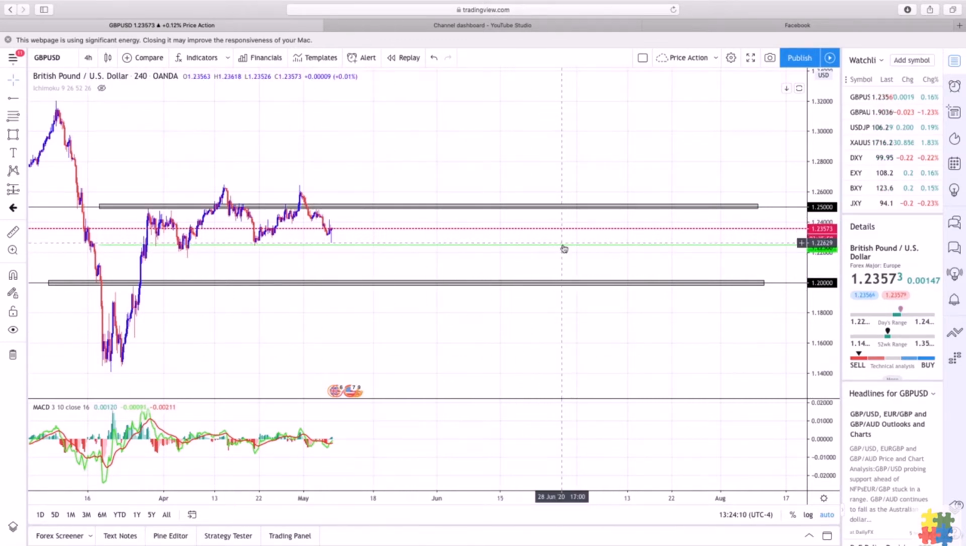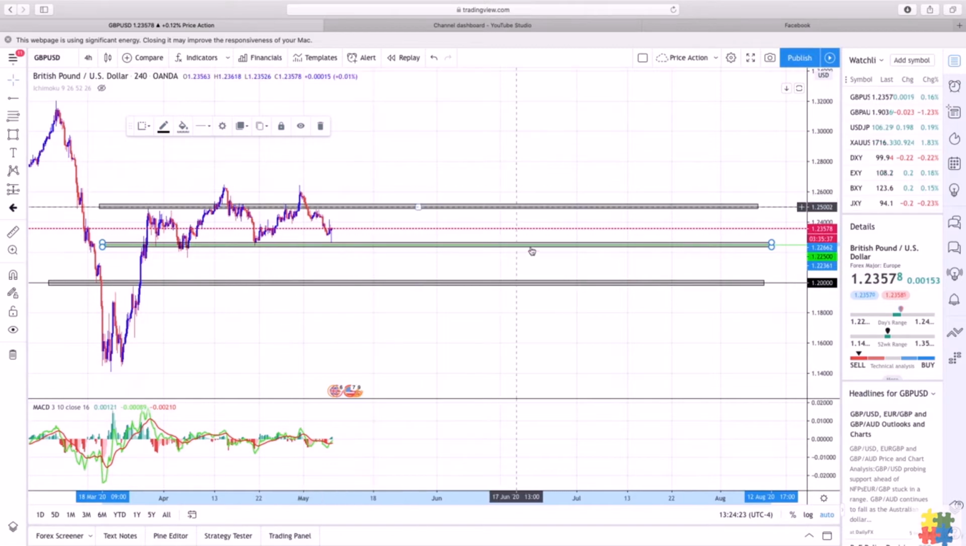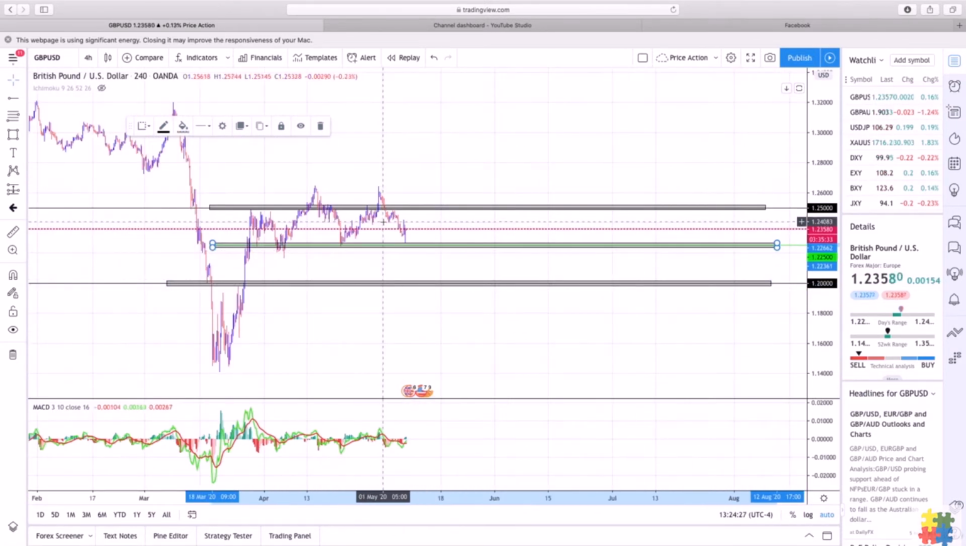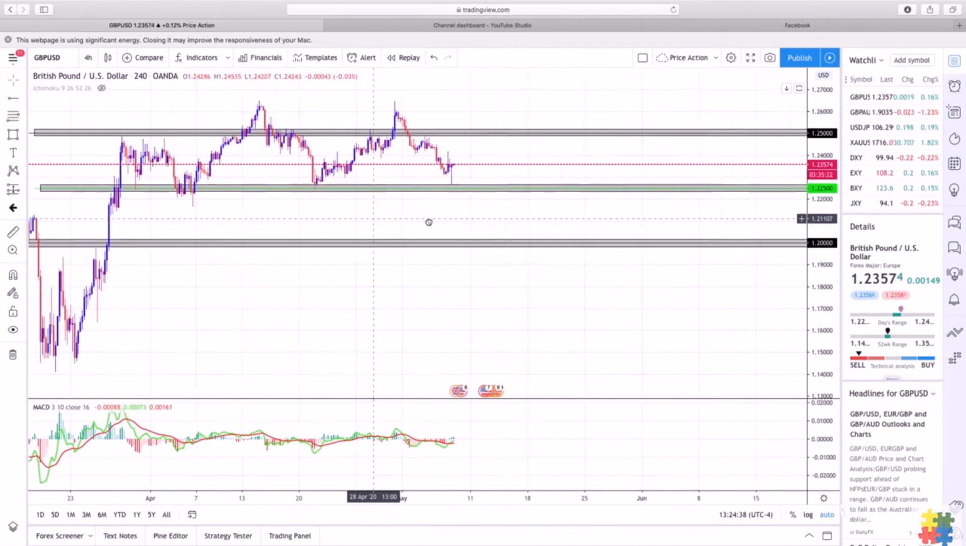This is also one of your zones. I would usually put a box around this one too. And that's basically how you draw your zones. You just wait to see how price reacts around your zone.